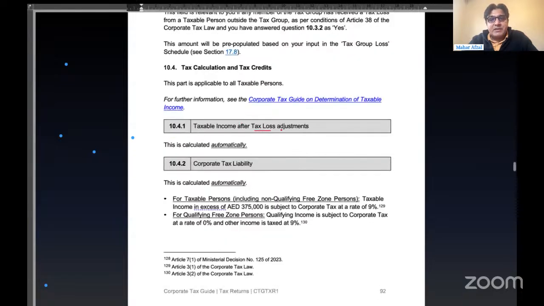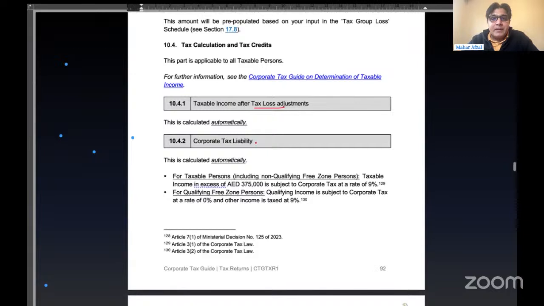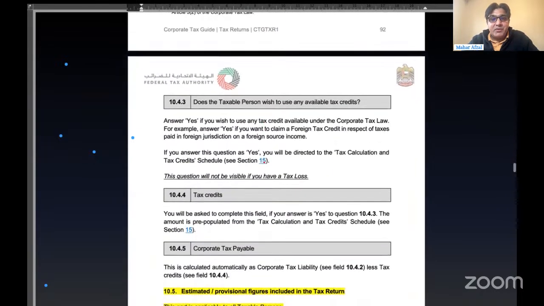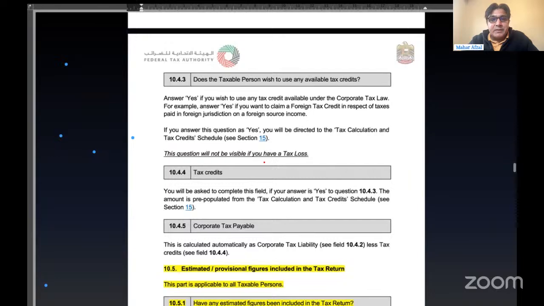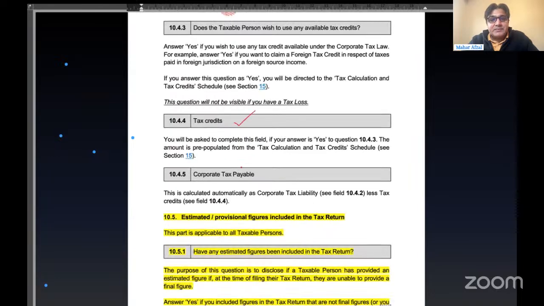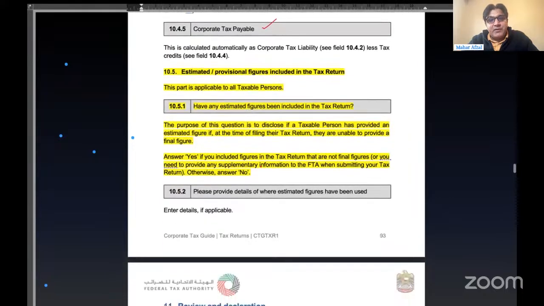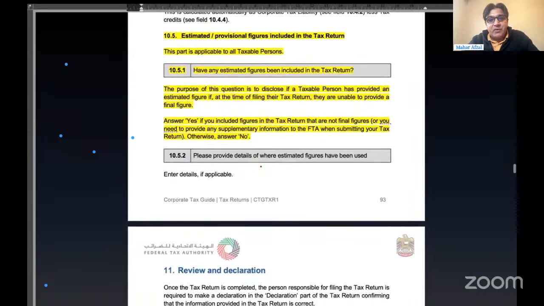Taxable income after tax loss adjustment. This is what we discussed. Taxable income losses will be adjusted. You will be arriving at a net taxable income. For the corporate tax liability, the system will be calculating 0% up to 375,000. Beyond that, 9%. Once you have this liability, then you need to adjust the foreign tax credit. These are the tax credit sections. Corporate tax payable. The provision thing we have discussed already. Might be you already created a provision in your return. You need to adjust it, and the system will adjust it automatically to arrive at the final liability.